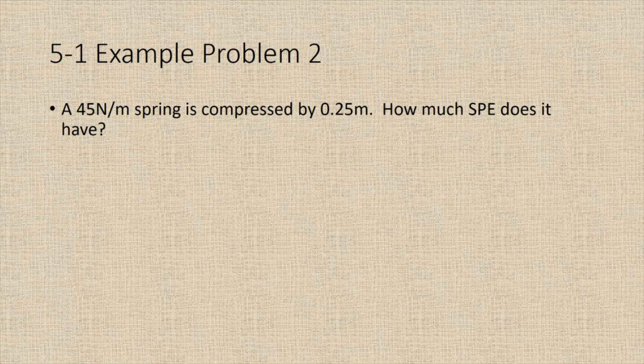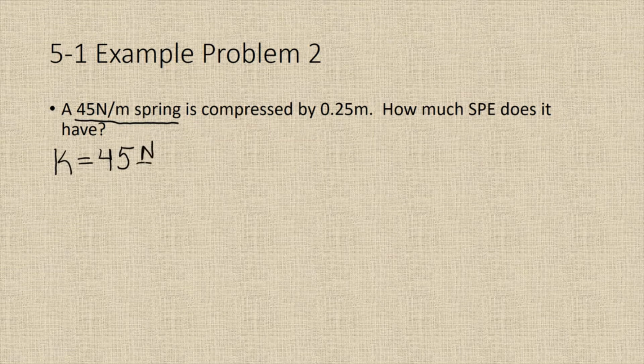A 45 Newton per meter spring is compressed by 0.25 meters. How much spring potential energy does it have? So once again, we look to our givens. Right here, 45 newtons per meter, that describes the spring constant, the value of K. That unit of newtons per meter is the spring constant unit, and it's compressed by 0.25 meters of distance.